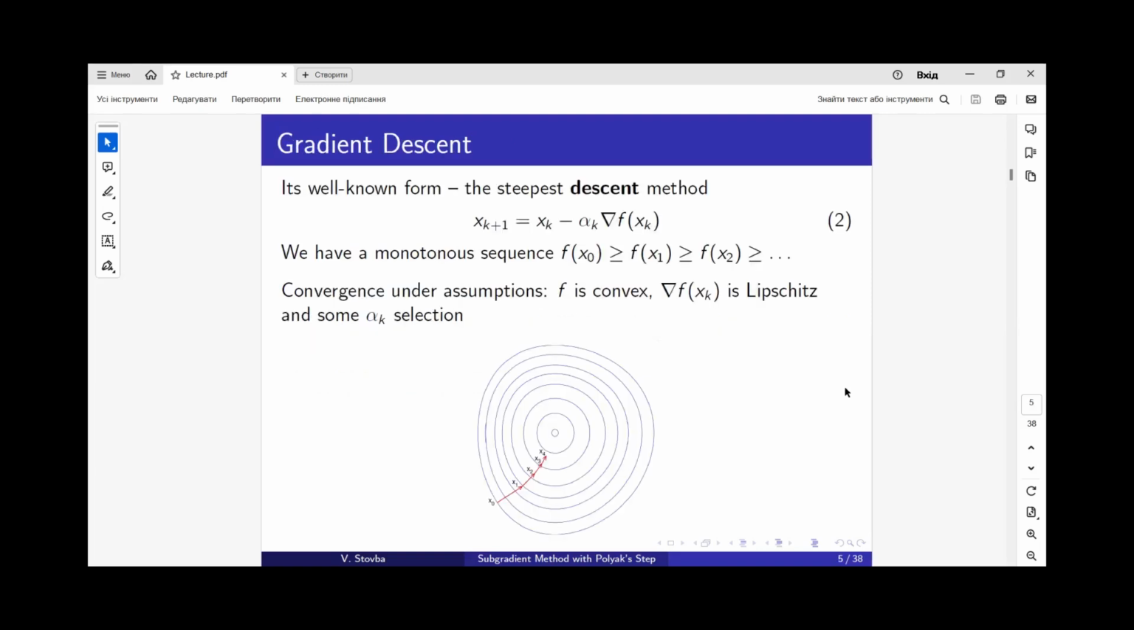The first thing that comes to our mind when we think about solving this problem is the gradient descent group of methods and its well-known form, the steepest descent method, which is on the formula 2. Here we have a monotonous sequence of values of the function f at the minimization sequence that this method builds, and it converges under some assumptions. These are: f must be convex, the gradient of this function f at point x k must be Lipschitz, and we need to choose some alpha k steps of this method for it to converge.